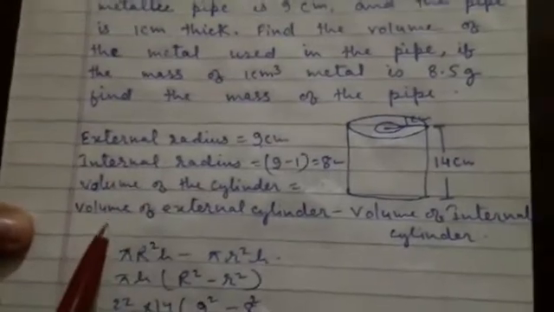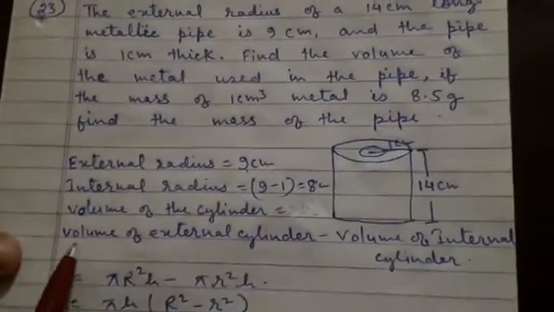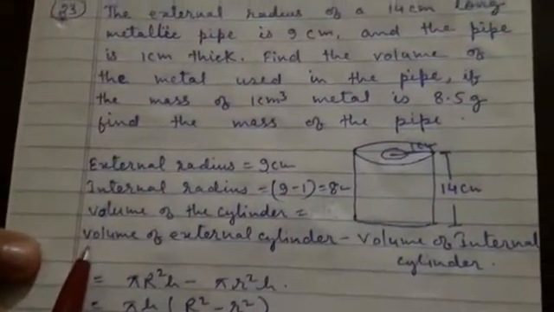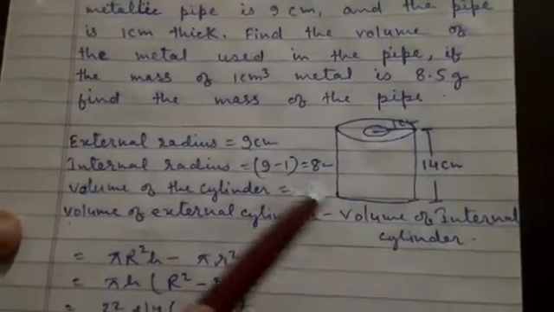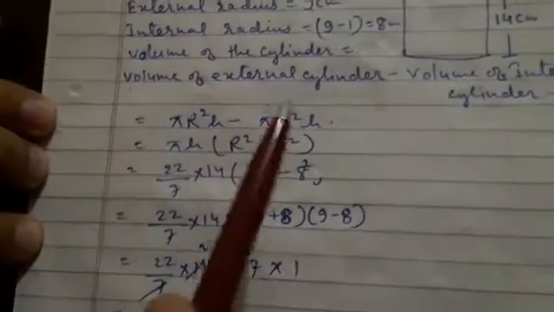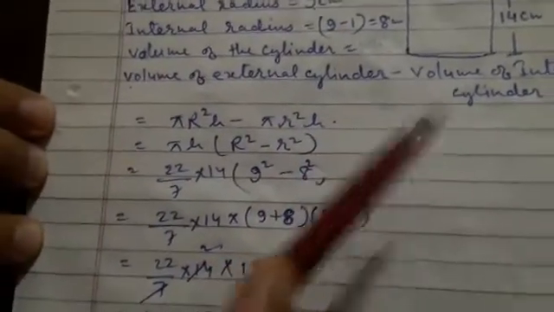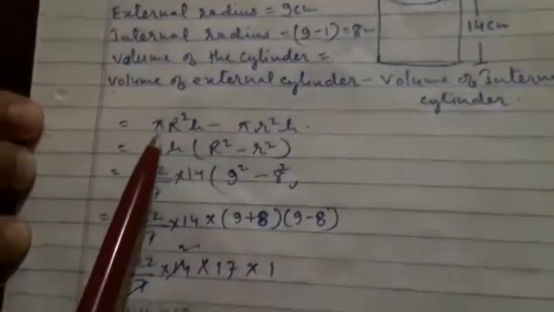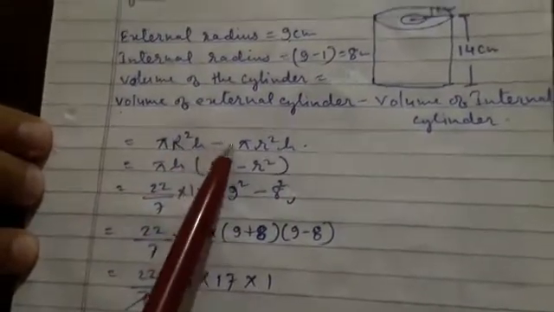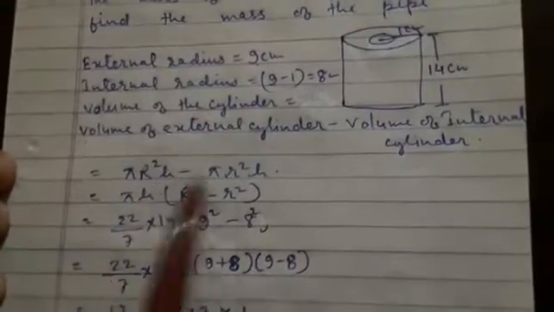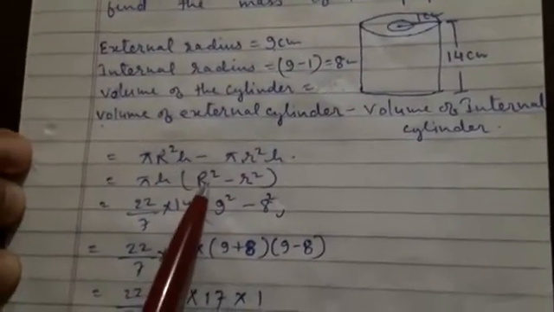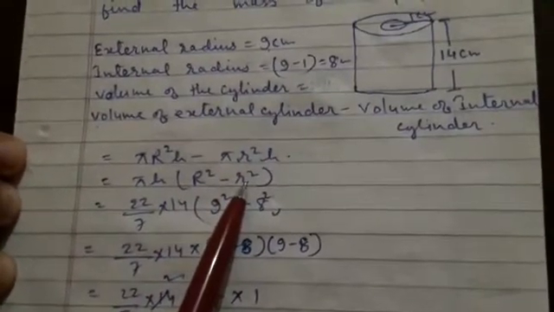Volume of the cylinder. Let us find out volume of the cylinder. I have given you one formula: volume of external cylinder minus volume of internal cylinder. So that is equal to pi capital R square h minus pi small r square h. So pi h we will take as common. So here capital R square minus small r square.